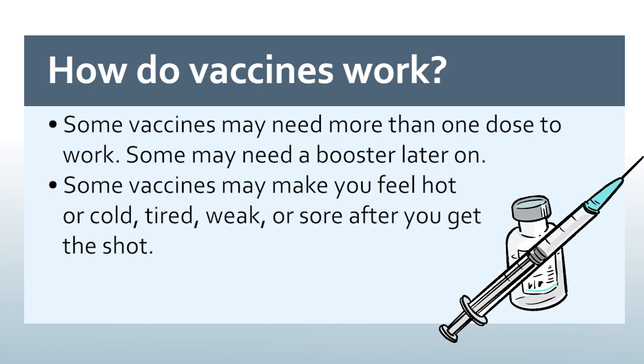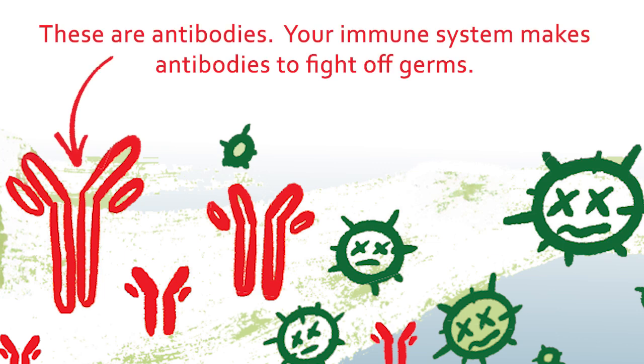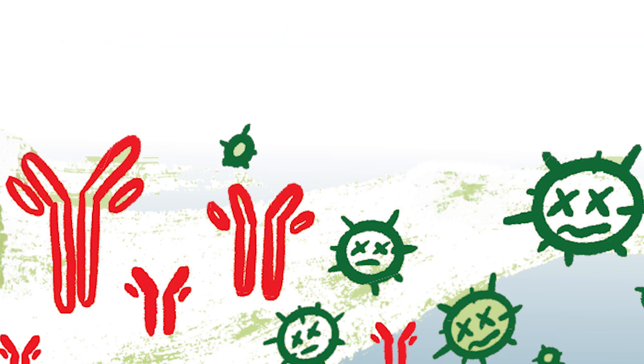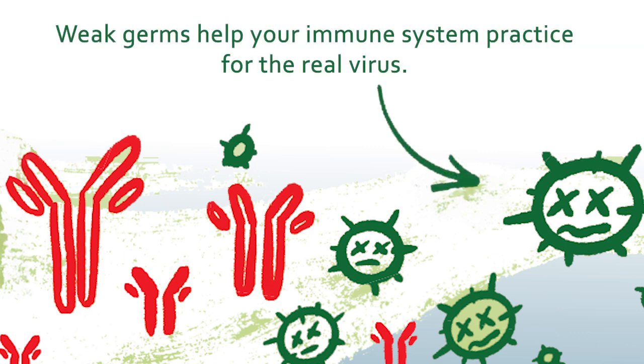Some vaccines may need more than one dose to work. Some may need a booster later on. Some vaccines may make you feel hot or cold, tired, weak, or sore after you get the shot. These are antibodies. Your immune system makes antibodies to fight off germs. Weak germs help your immune system practice for the real virus.